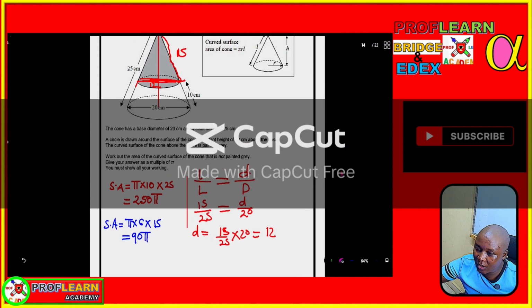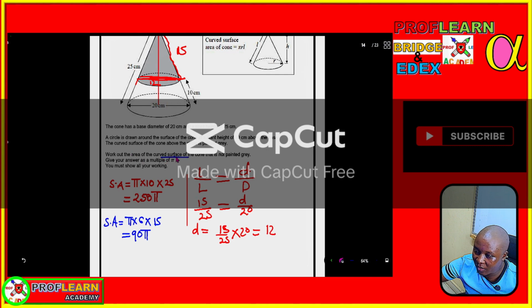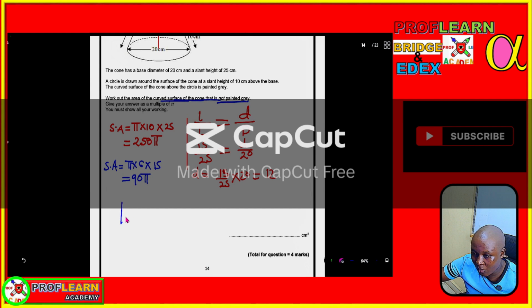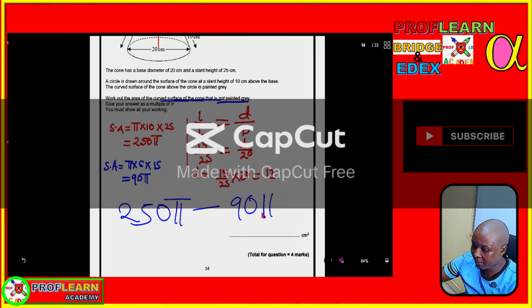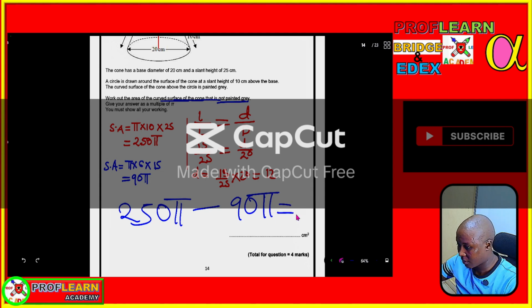Then because we were asked to work out the area of the curved surface of the cone that is not painted gray, this is going to be equal to 250 pi minus 90 pi. If you work it out, 250 minus 90 pi, we're going to get our answer as 160 pi. Yeah, so this is exactly what you are supposed to do in order to get the mark for that.